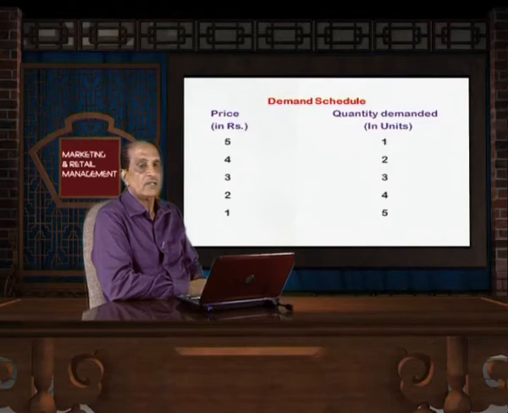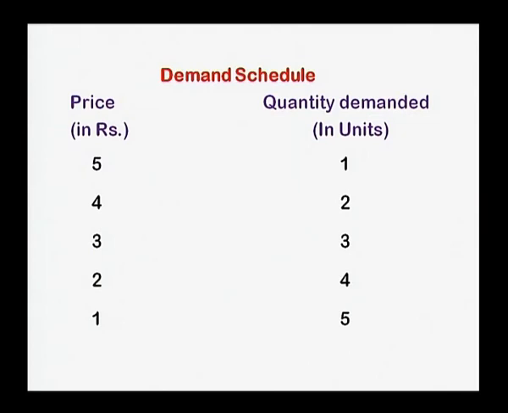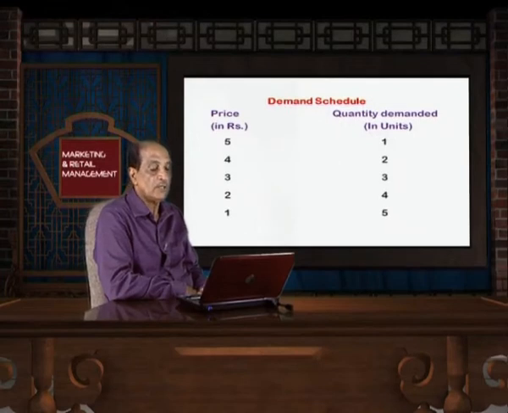Now, let us discuss the demand schedule. Prices are given as 5, 4, 3, 2 and 1, which means price is on the decline. At the same time, since price is declining, the quantity demanded by the consumer is increasing. Initially it is 1, and that has gone up to 2, 3, 4 and 5. So, we get an inverse relationship between the price of the units of a commodity and the quantity demanded by the consumer.